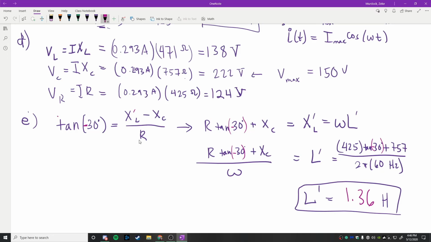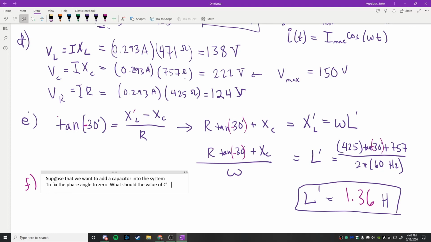Now, here's another question that we could ask. F. Probably a rounding error, Tom. I don't think that really matters. Suppose that we want to add a capacitor to the system to fix the phase angle to 0. What should the value of the capacitance be?